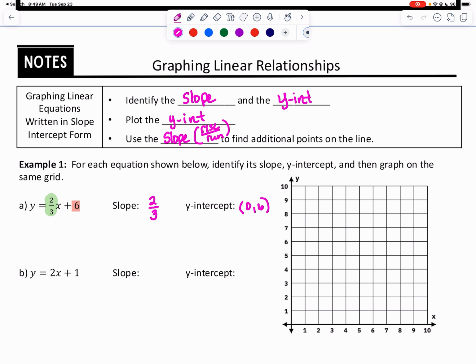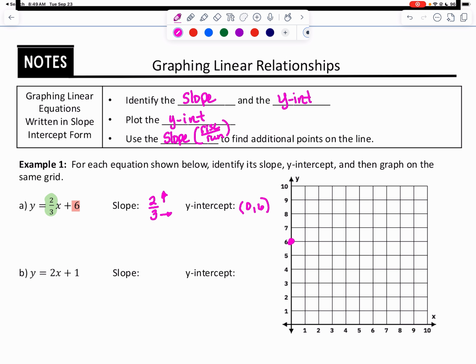To graph it, I will come over here on this grid, and I'm going to go on the y-axis to (0, 6), and I'm going to put a point. Once I have that point, I need at least one more additional point to form a straight line. Now, to find that additional point, I'm going to use the slope. The top number is your rise. If it's positive, that means you're going to move your pencil up 2 units. On the bottom number, we're going to go to the right 3 units.